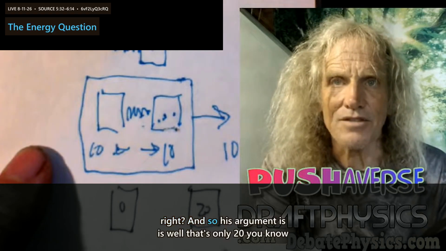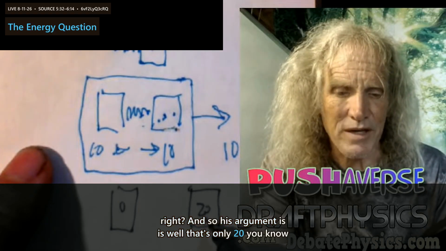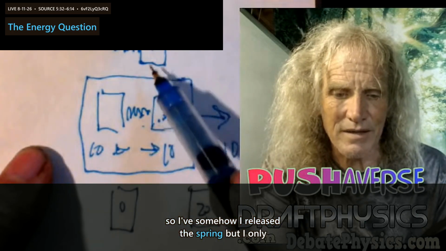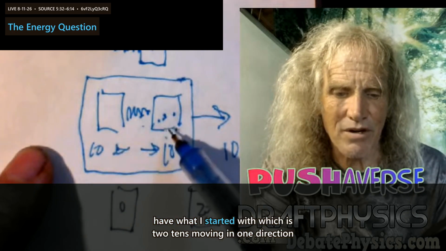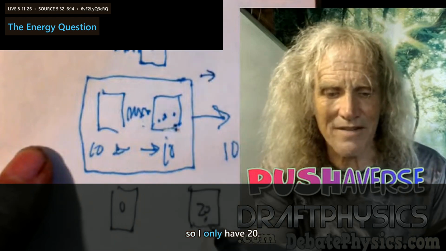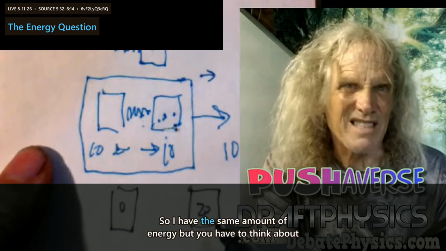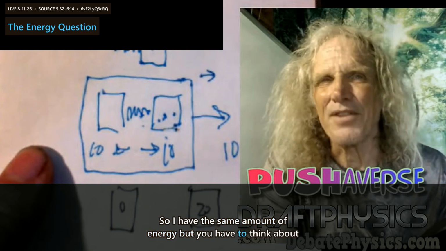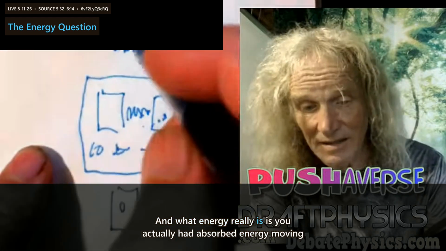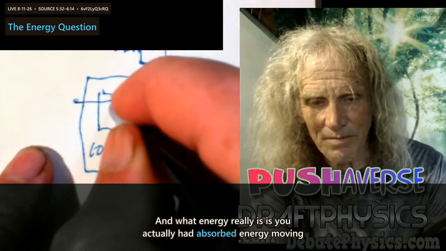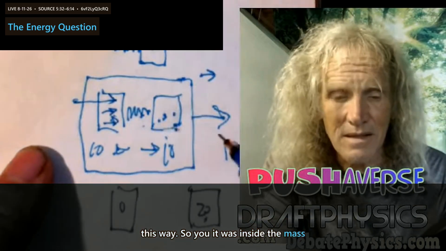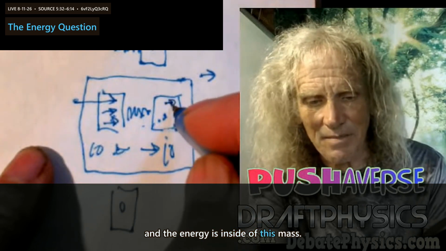And so his argument is, well, that's only 20. I released the spring, but I only have what I started with, which is 2 10s moving in one direction. So I only had 20. So I have the same amount of energy. But you have to think about it in terms of what energy really is. What energy really is: you actually had absorbed energy moving this way, so it was inside the mass. And the energy is inside of this mass.